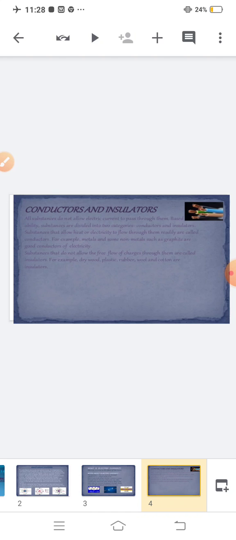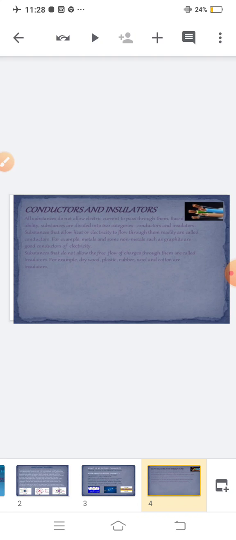Examples of insulators: rubber, plastic, wood. They don't allow electricity to pass, so they are insulators. See, when there is current in your switch, we prefer to switch off that plug with the help of wood. Why? Because wood is a bad conductor of electricity. Current will not pass through the wood. That's why we use wood.